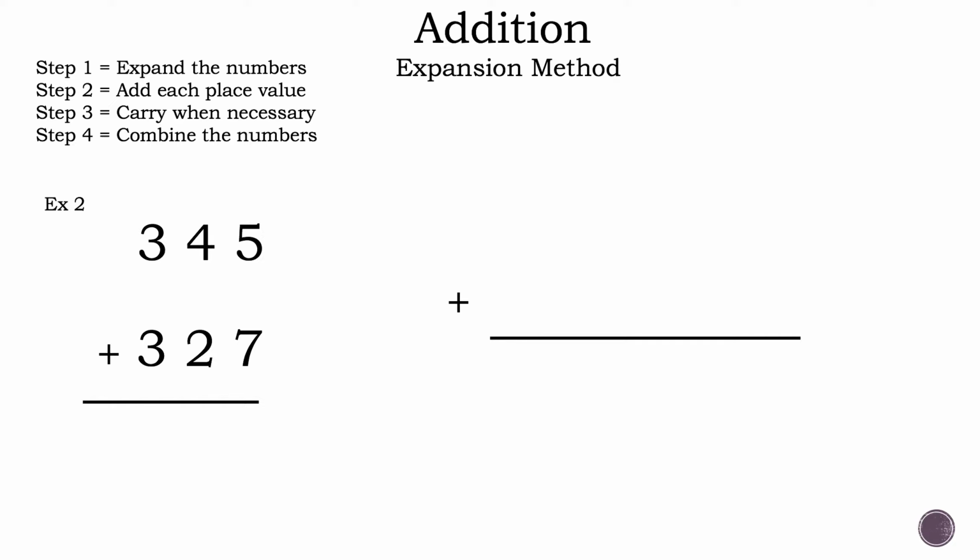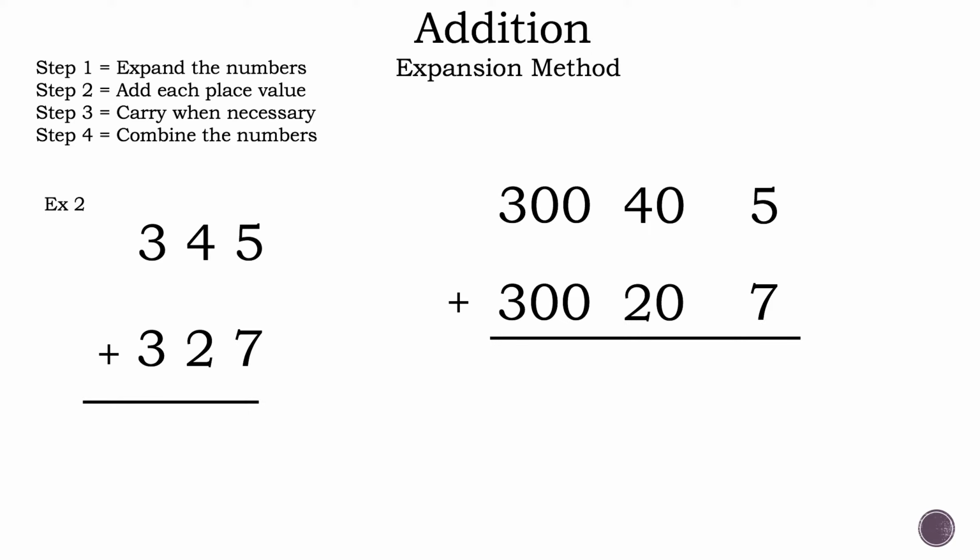So let's take a look at example 2 of 345 plus 327. Let's go ahead and expand those numbers. So let's add the first place value, which is 5 and 7, which gives me 12. But we're going to rewrite 12 as 10 plus 2. We were doing that because it will be easier to see how you carry for these type of questions.